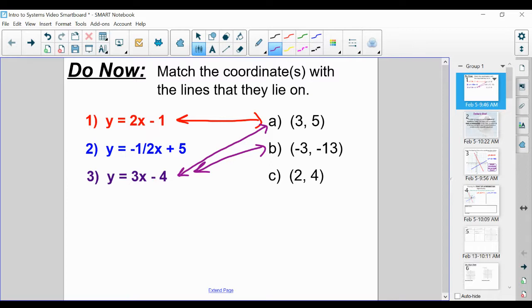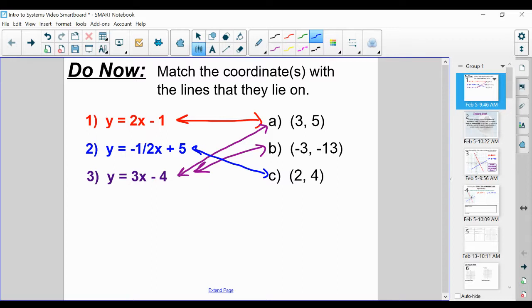Let's see what happens if we plug in 2 and 4. In that first one, do we end up with a true statement? No, we don't. What about that second equation, y equals negative 1 half of x plus 5? If we substitute that in, we indeed will be lying on that line. 4 would be equal to negative half of 2. Well, negative half of 2 is negative 1. Negative 1 plus 5 is positive 4. Will this coordinate point lie on equation 3? No, it will not. So coordinate point C will lie on equation 2.